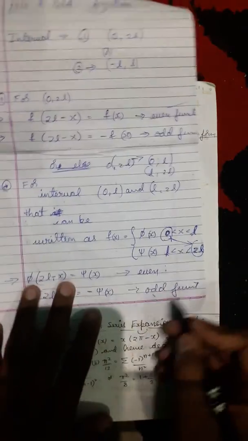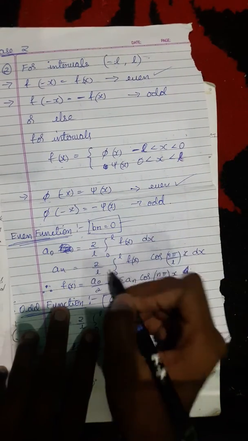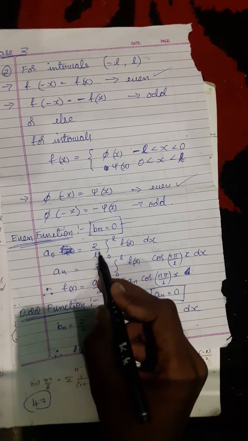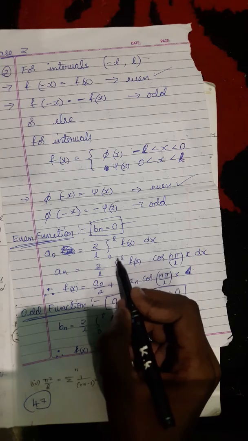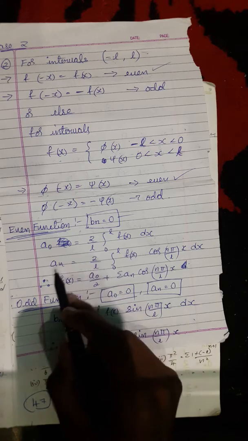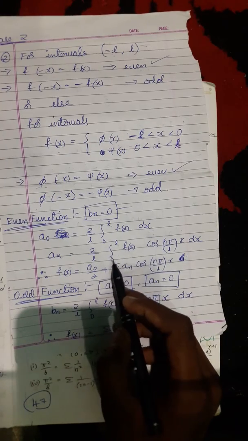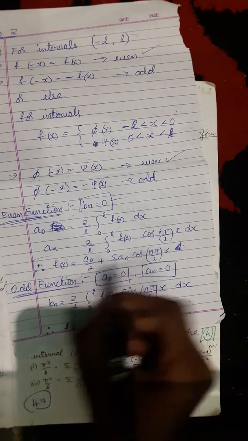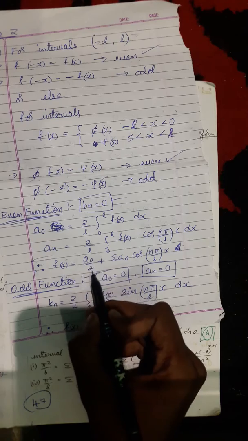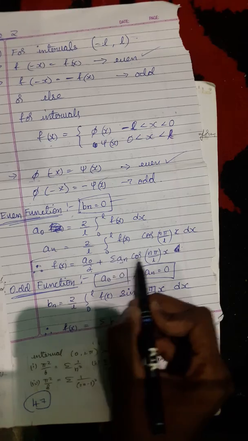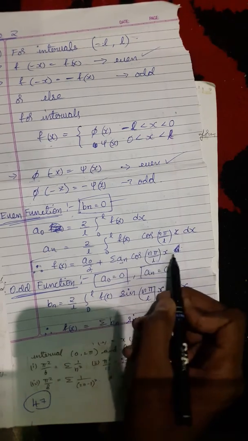If we determine it as an even function, then we have to use this formula, that is bn is equal to 0. We write it directly, bn is equal to 0, and then we can apply a0 as 2 by l, with limits 0 to l, f of x dx. And an is 2 by l, 0 to l, f of x cos n pi by l into x dx. So finally the equation becomes f of x is equal to a0 by 2 plus summation of an cos n pi by l into x.